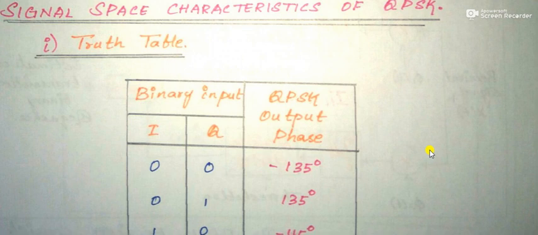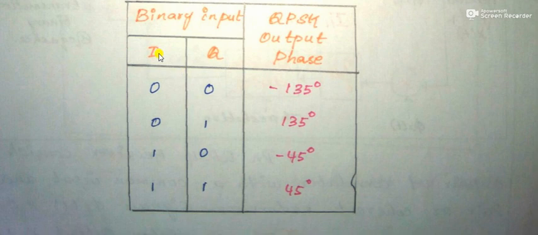Signal space characteristics of QPSK. If the in-phase and quadrature phase are both 0 0, the QPSK output will have a minus 135 degree phase shift. If the in-phase is 0 and quadrature phase is 1, it will be a 135 degree phase shift. If it is 1 and 0, it is at minus 45 degree. If it is 1 1, it is at 45 degree. One point we should understand: if the bit is 0, we have a negative value, and if both are positive, we have the positive value.